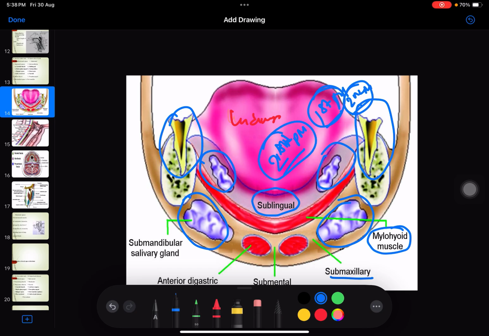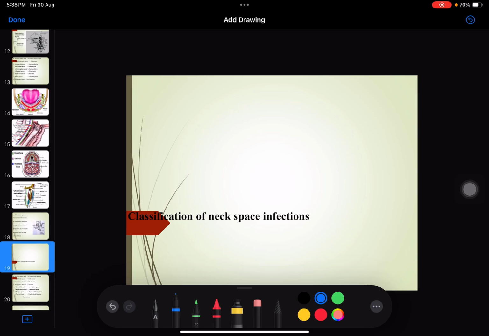So any kind of root infection of the teeth, poor oral hygiene, any kind of fracture of the mandibular area, or oral cavity infection can predispose a person to Ludwig's angina. Now let's talk about some of the features. We will go into the slides, but let's talk initially like this, and then we will go into the slides.